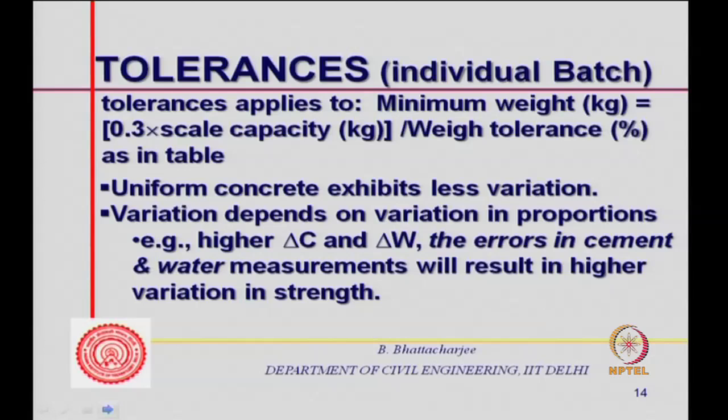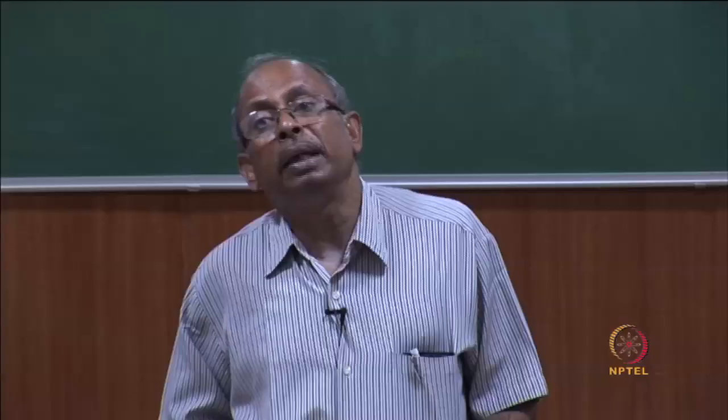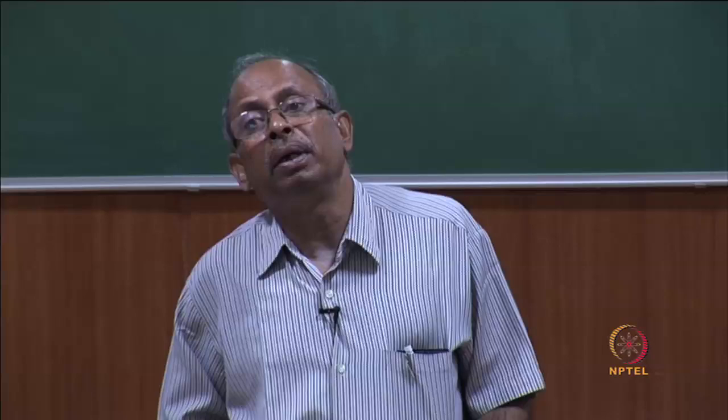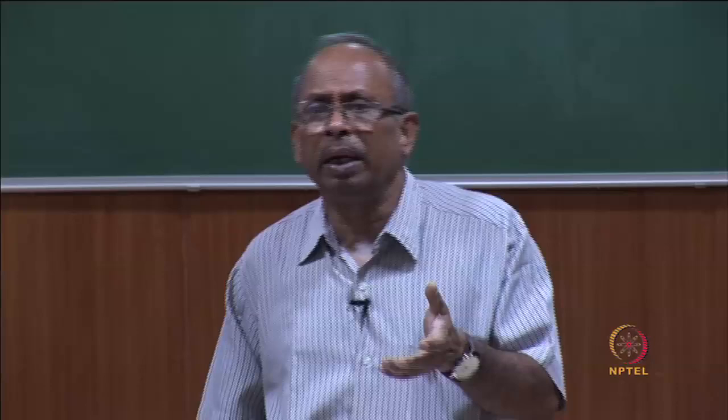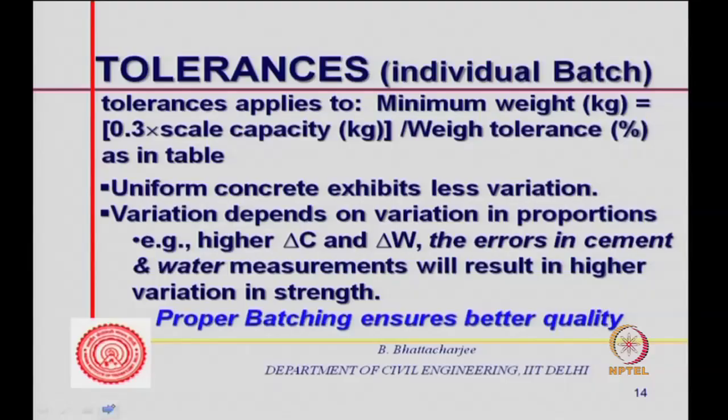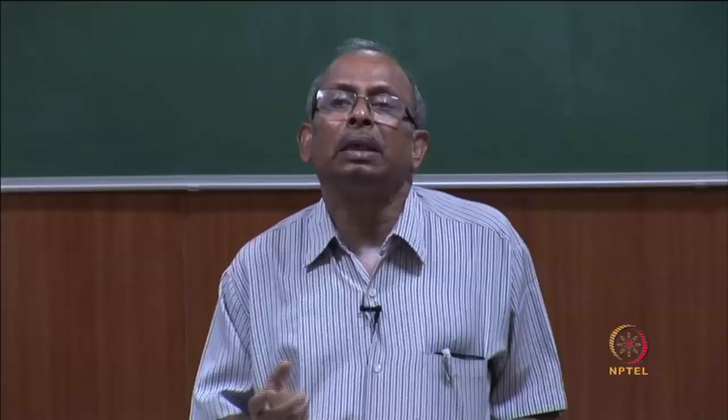Now, let us concentrate on two things. One is the cement content and the other is water cement ratio. Then you can understand how it affects. For example, delta C and delta W are the errors in cement and water measurements. This will result in higher strength variation, because we know strength is a function of water to cement ratio. I am talking of ordinary Portland cement concrete for the purpose of understanding and explanation. So, with proper batching, if I have less delta C and less delta W, I will have more uniform concrete, less variation in strength, better quality. Quality means less variation.